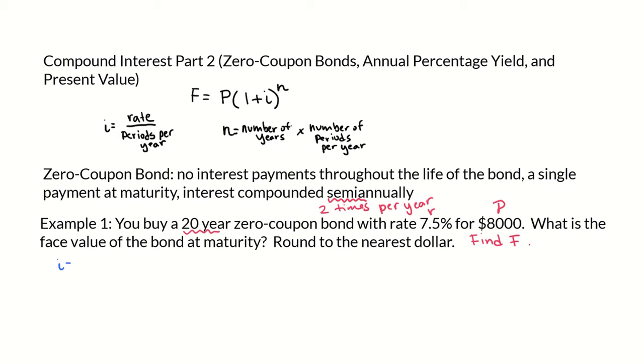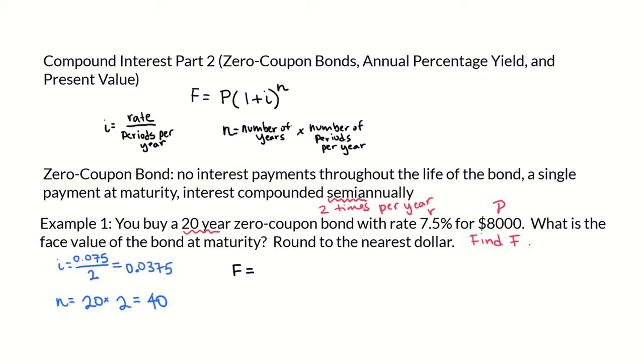Okay, so first we need to find I and N. I is the rate, which is 0.075, divided by the periods per year, which is 2 because it's semi-annual interest. So I is 0.0375. We also need N, which is the number of compounding periods, or the number of years, which will be 20, multiplied by the periods per year, which is 2. So that gives N equals 40. And now we have all of the information for the equation.